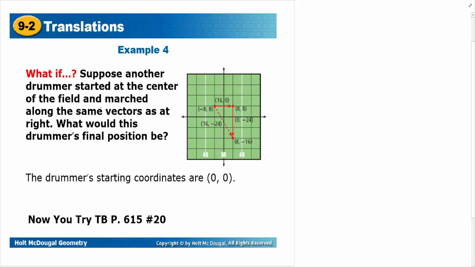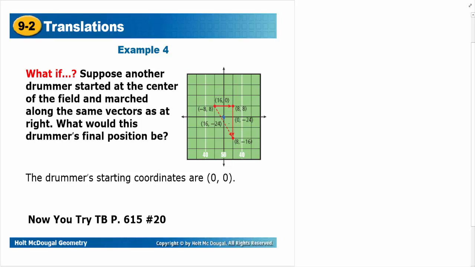So suppose another drummer started at the center of the field and marched along the same vectors as are shown at the right. So the center, I'll try to make sure we can see it. I don't think green would be a good idea on that, so I'll try to use blue. So he's right there at the center of the field. There's your y-axis, there's your x-axis, so we kind of made a grid out of this. So that'd be your origin. So what would this drummer's final position be?